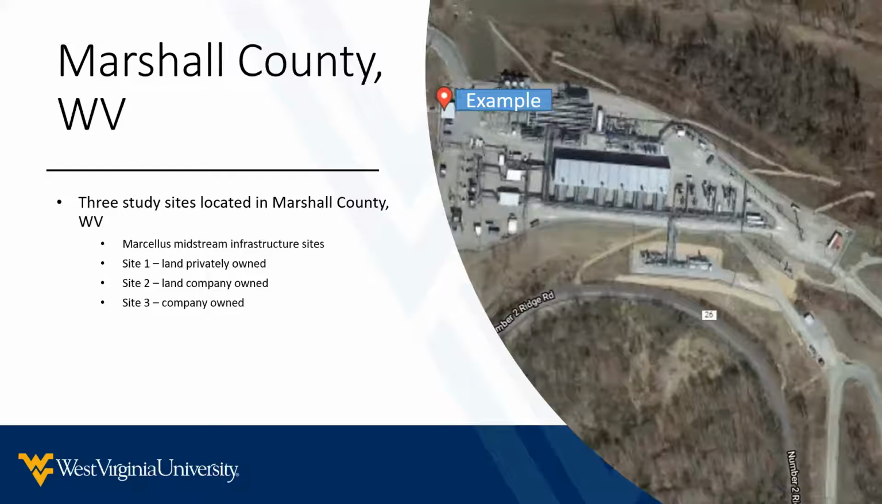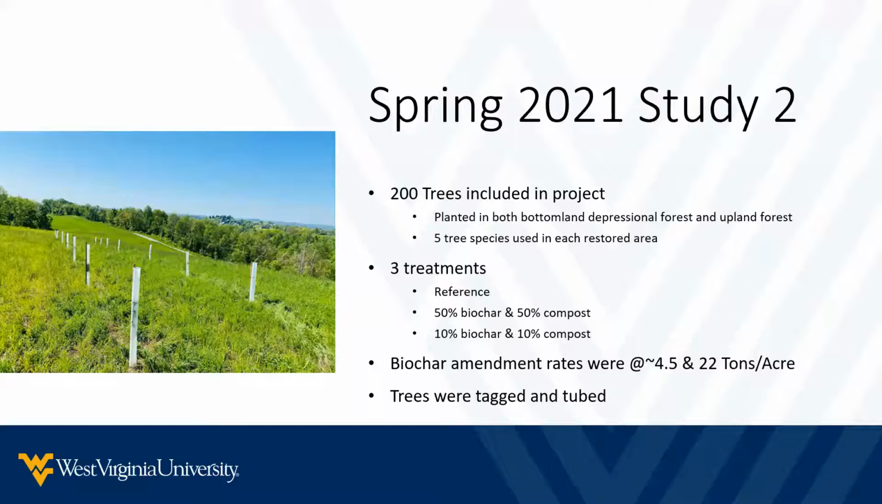So there's an example of a compressor station in Marshall County. That's where we were working, basically Marcellus midstream infrastructure sites, not being identified just because of the ask of the company. Site 1 was a site where the land was privately owned, and sites 2 and 3 were owned by the company. The privately owned site was owned by the company, but the actual site that they were using was being leased. So Tara had to work with the actual landowner on this site.